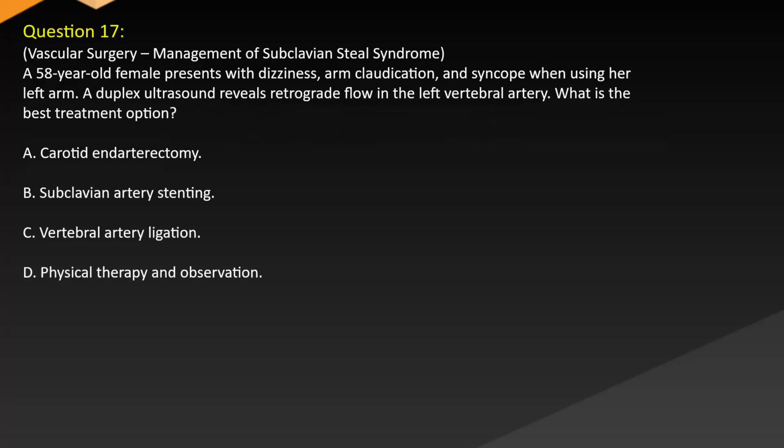Question 17. Vascular surgery. Management of subclavian steal syndrome. A 58-year-old female presents with dizziness, arm claudication, and syncope when using her left arm. Duplex ultrasound reveals retrograde flow in the left vertebral artery. What is the best treatment option? A. Carotid endarterectomy. B. Subclavian artery stenting. C. Vertebral artery ligation. D. Physical therapy and observation.